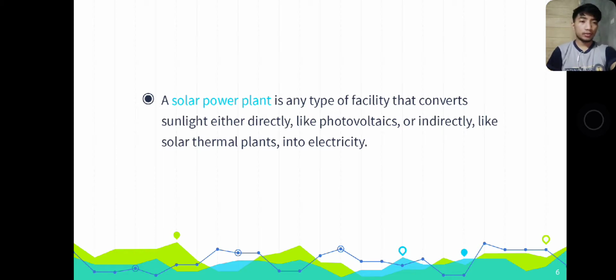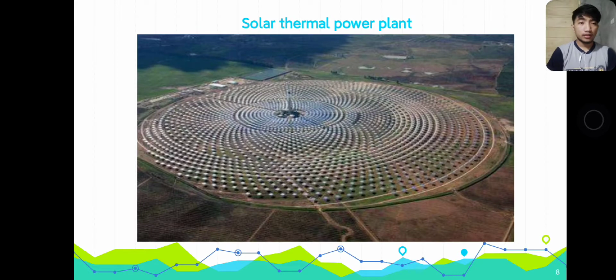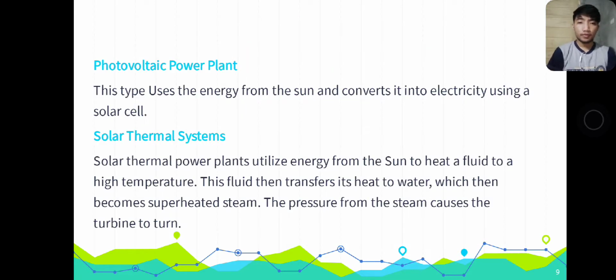So, yung solar power plant is katulad nito. This is a solar PV power plant. And then ito naman is solar thermal power plant. So, there are two main types of solar power plant, which is yung photovoltaic power plant and then solar thermal system. Yung photovoltaic power plant, this type uses the energy from the sun and converts it into electricity using a solar cell.